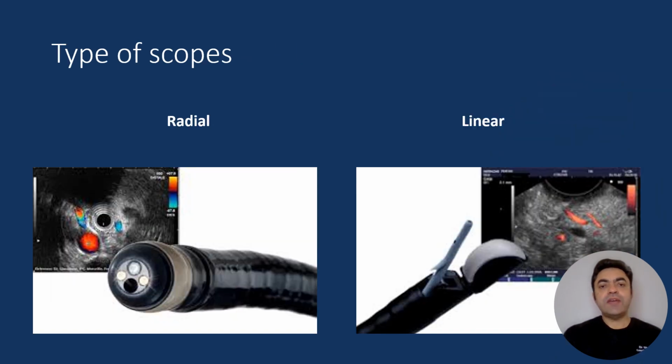There are two types of echo endoscopes. One is the radial one, in which you get 360-degree assessments. The images are quite similar to a CT scan, and it is best suited for staging. Whereas the linear scope has a narrow view, but it has the ability to take biopsies.